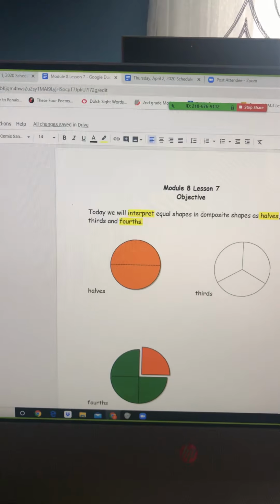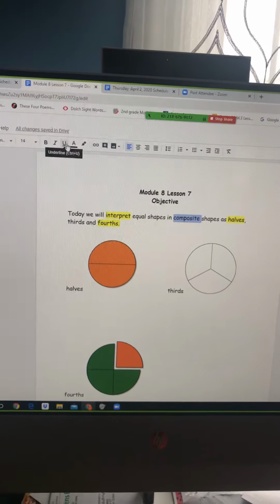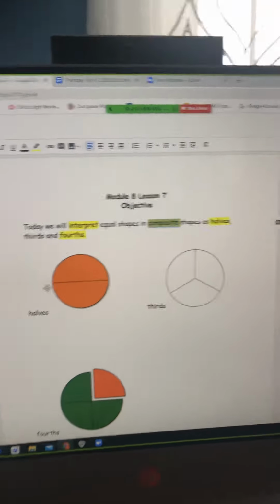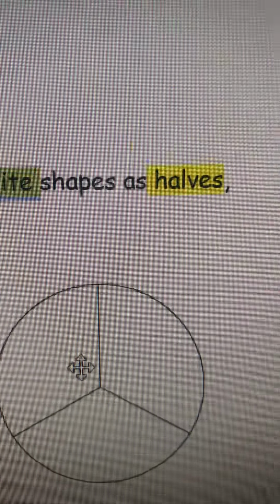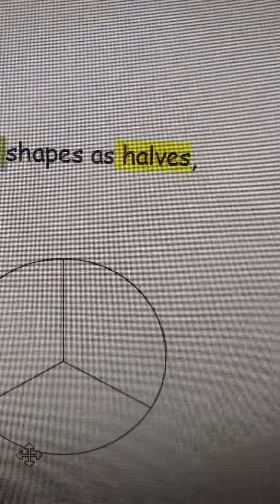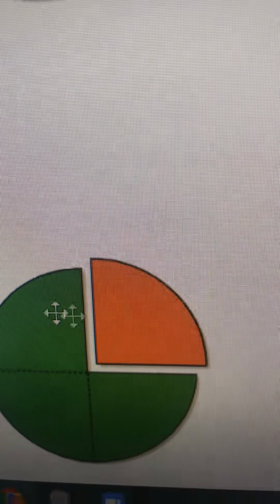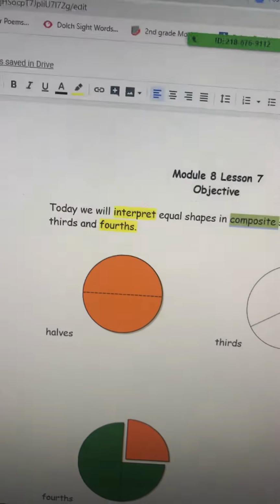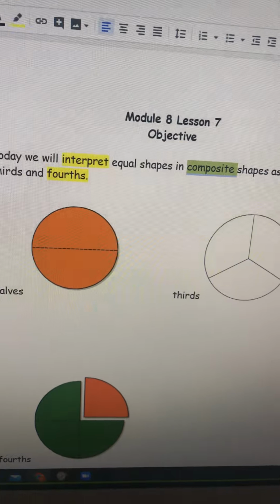Composite. A composite. So a composite is when we make a shape from smaller pieces. So this circle is made from a semicircle. Do you see that? This circle is made from 3 shapes that are the same exact size and shape. This circle is made from 4 shapes that are the same size. A composite is when you make a shape with smaller shapes in them, which is what we did yesterday.